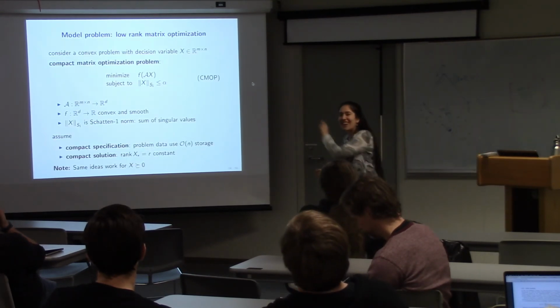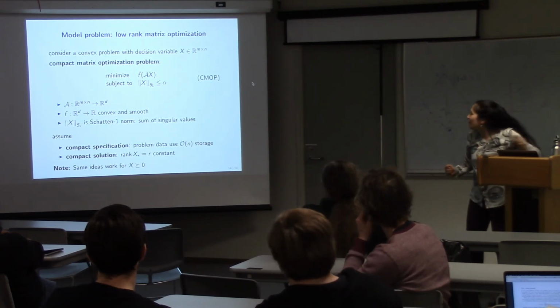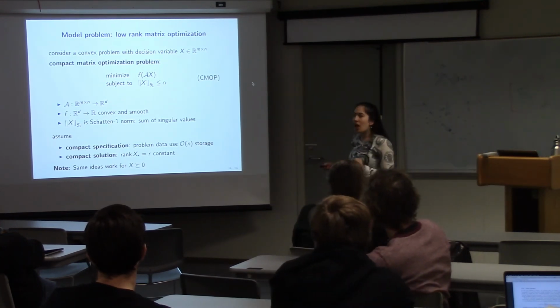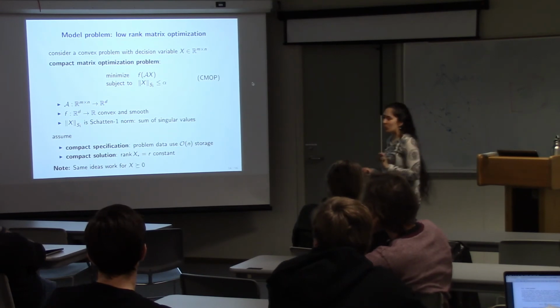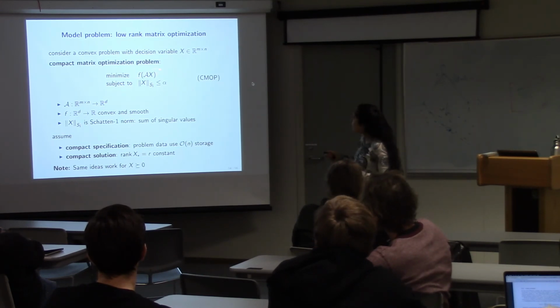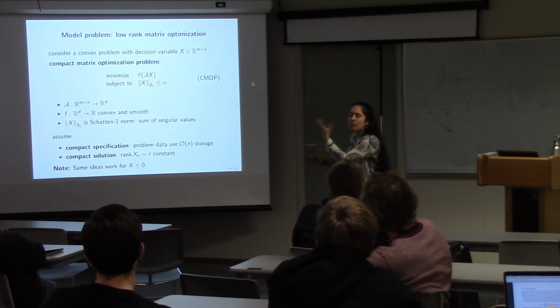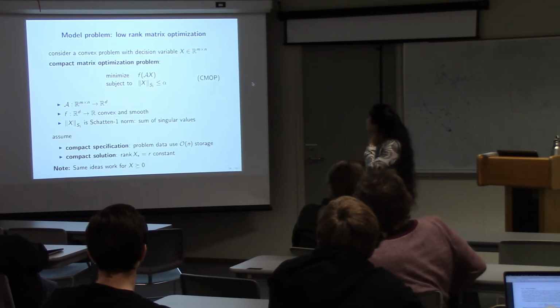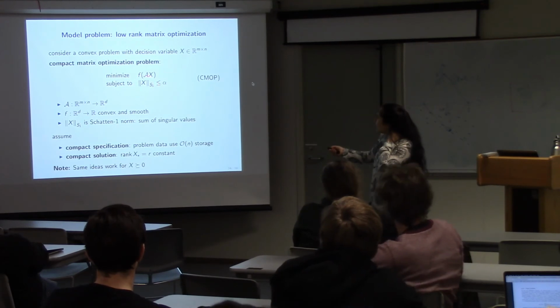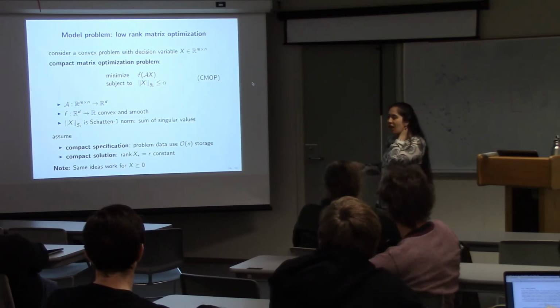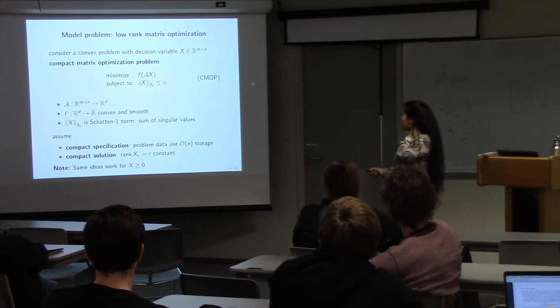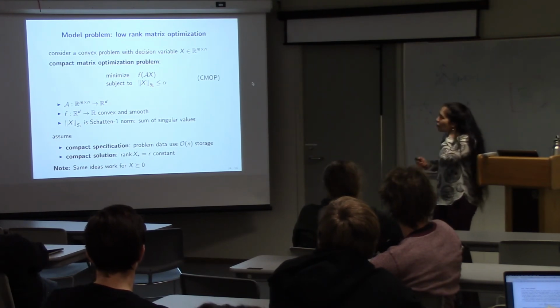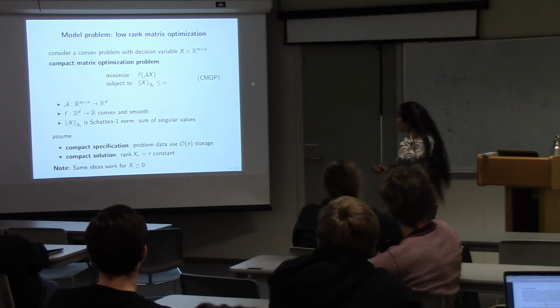In this part of the talk, here's the problem that we'll be considering. This is what I'm going to call a compact matrix optimization problem. It's minimizing a smooth function f of a linear operator applied to x. You can think of the linear operator as measuring certain linear functions of x. And we're going to do this subject to a constraint on the sum of the singular values of x, which I'm going to write as the Schatten 1 norm, S1. For this model to have a compact specification, what that means is the problem data uses order n storage.